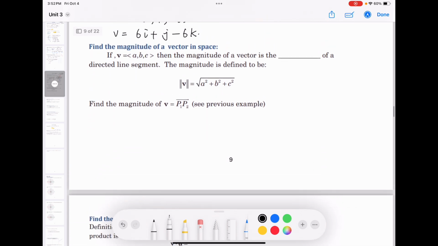So find the magnitude of a vector in space. If v is (a, b, c), the magnitude of the vector is the length or the distance of the directed line segment. So this is similar to 2D. It is the distance or the length. The magnitude of v is defined to be the square root of a squared, so the x component squared, plus the b component squared plus the c component squared.